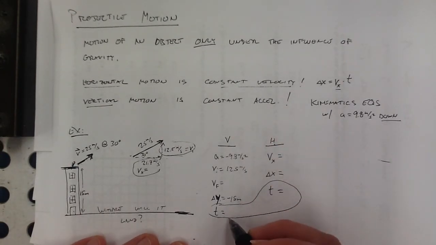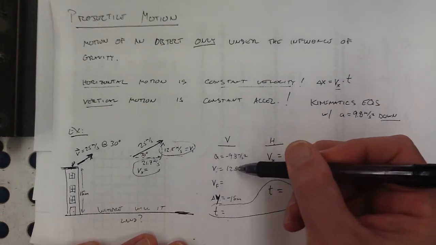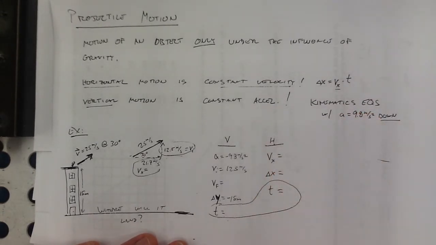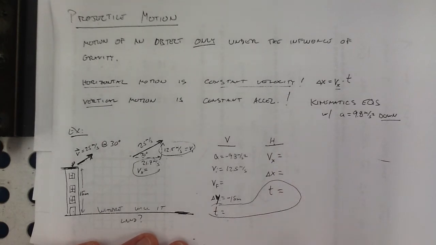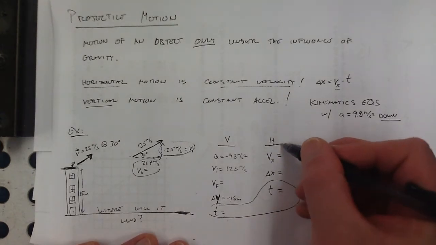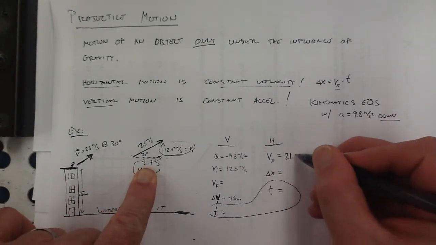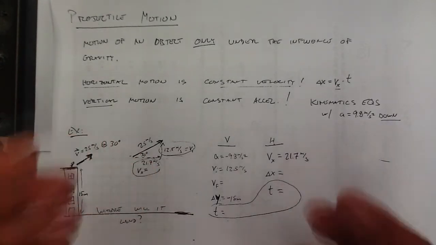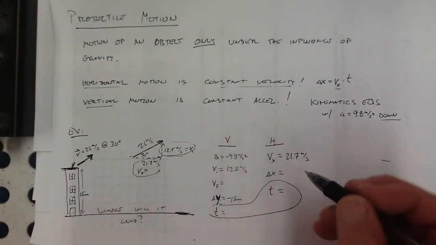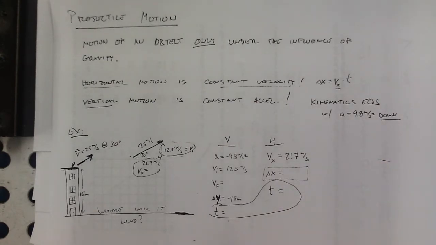All right. The time, I don't know yet, but this is looking good because I have 3 things here, and as you know from kinematics experience from chapter 2, you need 3 things to be able to find a 4th. So that looks good. In the horizontal direction, my Vx, my constant velocity, is 21.7 meters per second. And that's all I know. Where will it land? That's the thing we're looking for here.